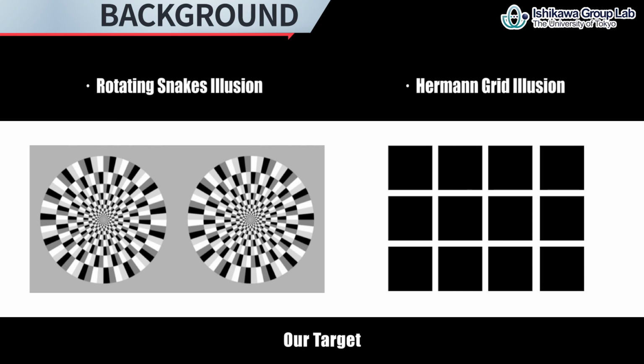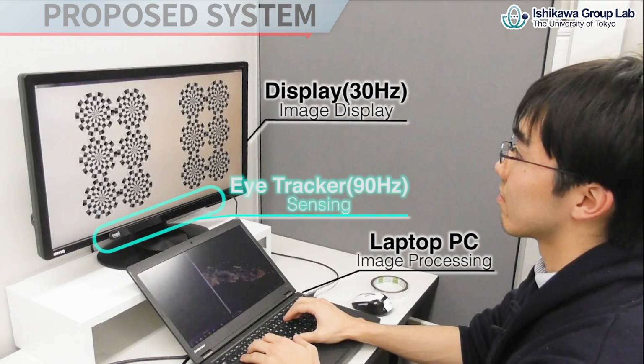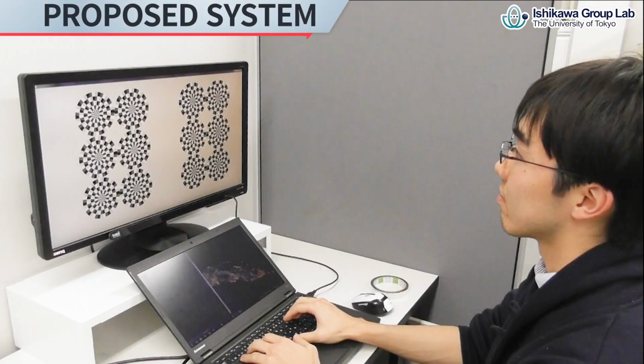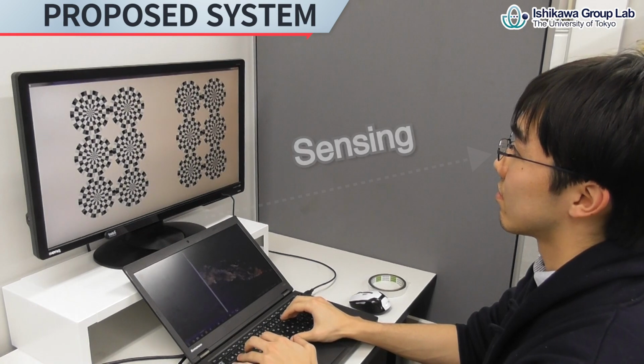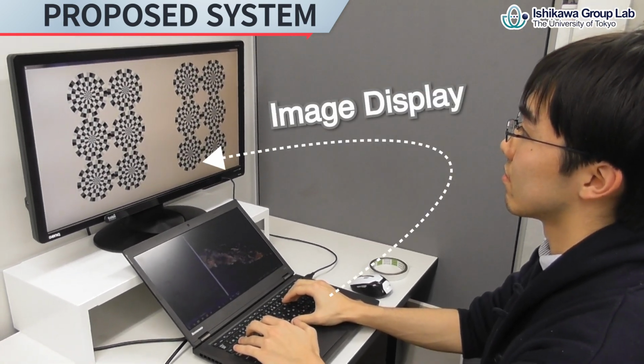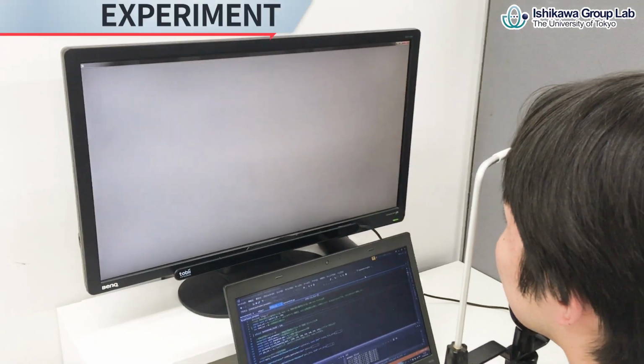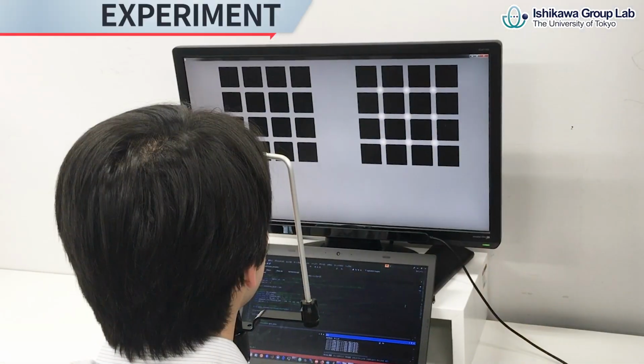Our research aimed to compensate for their perception using an eye tracker. Our proposed system comprises an eye tracker, a display, and a PC. The illusory movement is compensated by temporarily changing the image based on illusory characteristics and eye movement detection. Our research handles the rotating snakes illusion and the Hermann grid illusion.